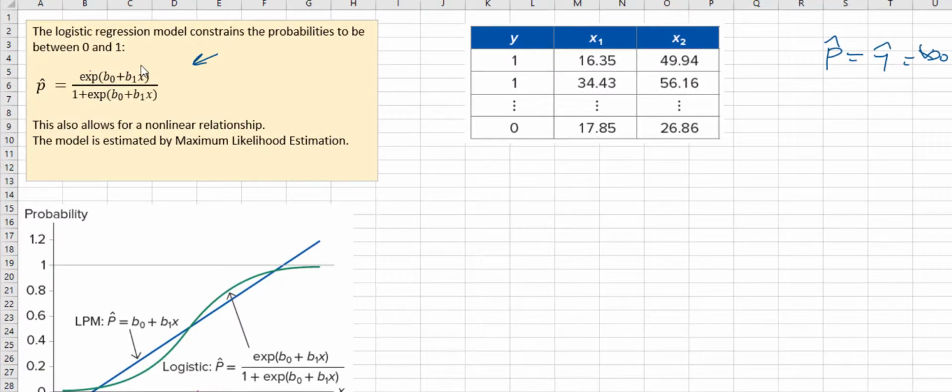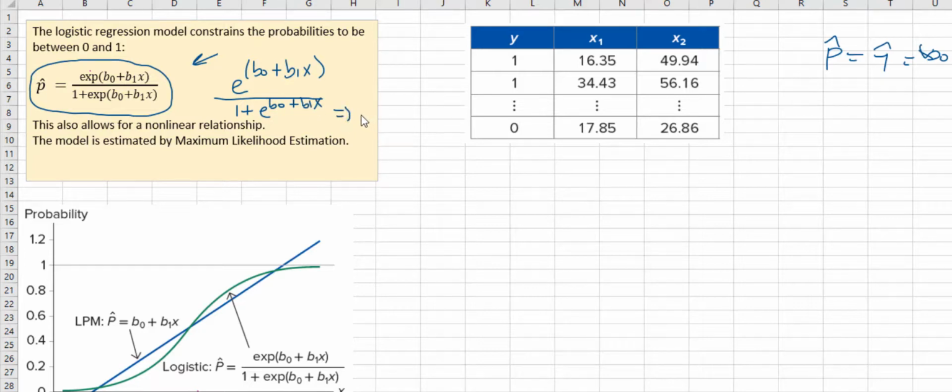In logistic regression, the predicted probability is calculated by this function. I know this function seems scary, but basically it says that the predicted probability is calculated as e to the power beta 0 plus beta 1x divided by 1 plus e to the power beta 0 plus beta 1x. And if you recall from your college algebra course, e is close to 2.718. The logistic specification ensures that estimated probability, this P hat, is between 0 and 1.